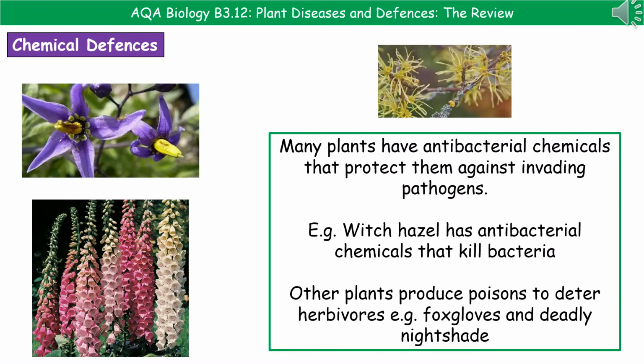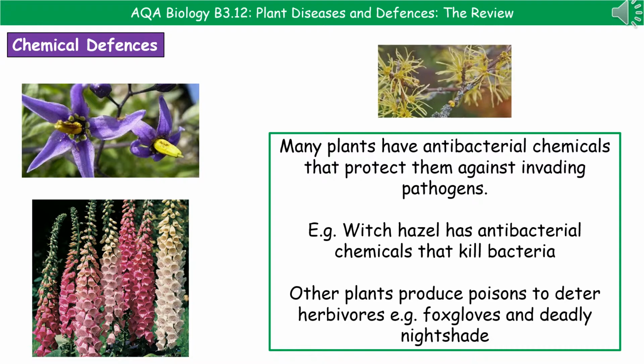Our second kind of defence is the chemical defence. And what we actually find here is that there's a couple of different ways that the plants can do this. Firstly, they could actually create antibacterial chemicals that will kill any bacteria that then invade. And a good example of this is witch hazel, and you can see that at the top there.